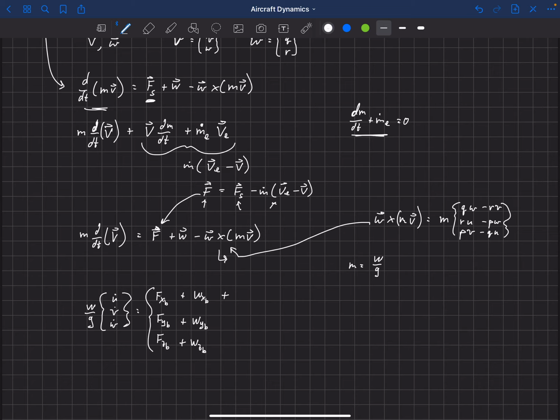And then plus, instead of this m right here, we're going to use W over G again for mass. So we're going to have W over G times that top component, which is RV minus QW. I've changed the order here because we had a minus sign right here that I'm going to bring inside, so that becomes positive, the RV right there, and the minus QW right there. And then the same with the next one, plus W over G times PW minus RU, and W over G times QU minus PV.